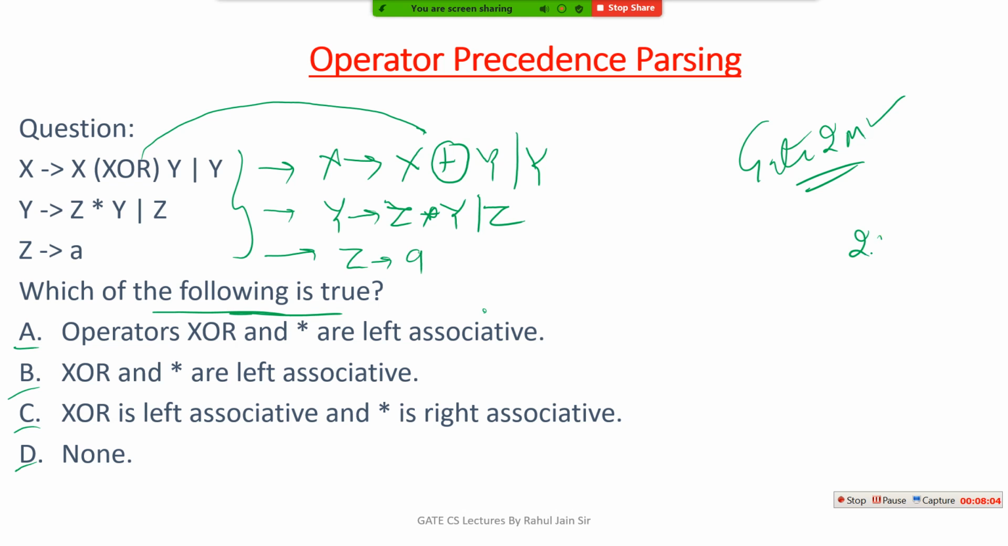I am giving you guys 2 minutes. 2 minutes to all the candidates. Please answer and grasp 2 marks in GATE. It is a very important previous year GATE question.